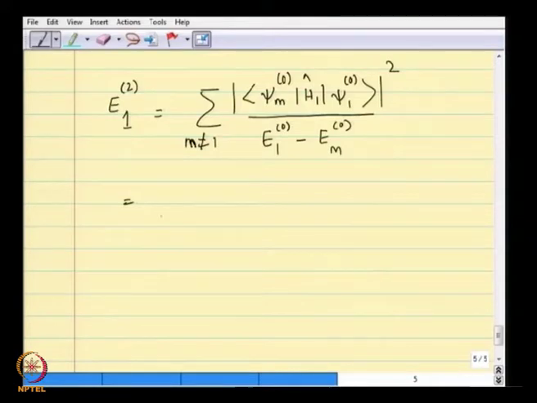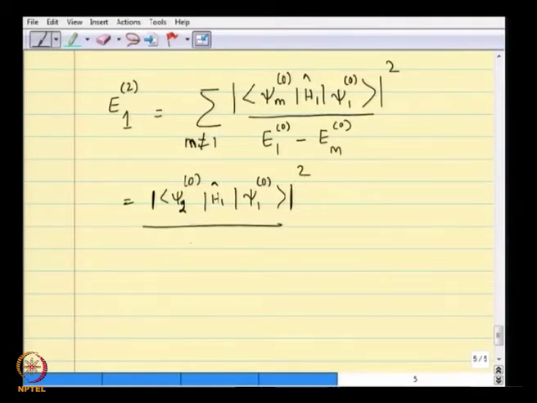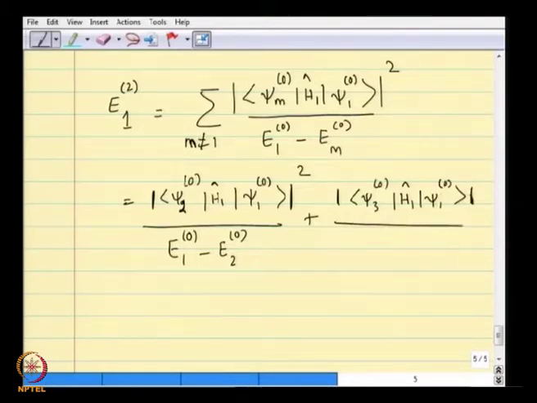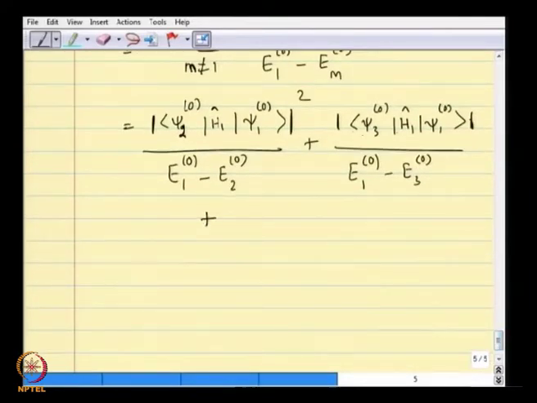So if we expand this, it's like this: the first term will be m equal to 2, the absolute square of psi 2 0, H1, psi 1 0, divided by E 1 0 minus E 2 0, plus the next term will be m equal to 3, which means psi 3 0, H1, psi 1 0, squared, divided by E 1 0 minus E 3 0, plus so on. So 2, 3, 4, 5, etc.